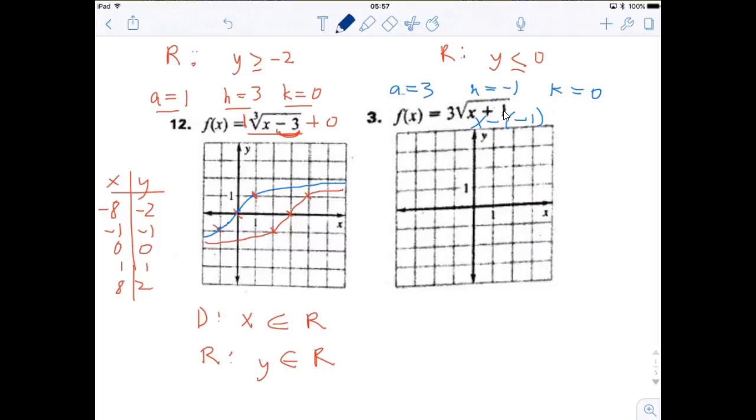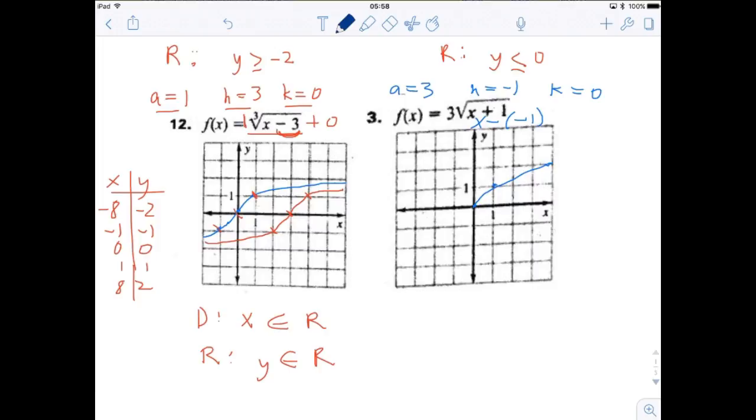The k value doesn't appear because it's outside the radical, and there's nothing outside the radical. The way you tell the difference between h and k is h is inside the radical and k is outside the radical. Now, why don't you pause and graph this and come back. Oh, graph first the parent function for the square root. I've graphed the parent function for the square root.